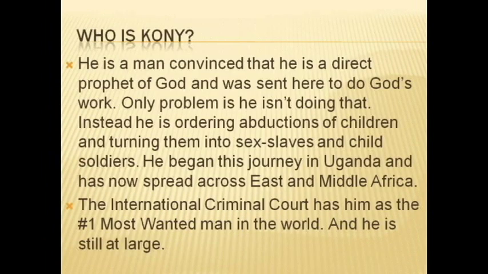Joseph Kony, leader of the LRA cult that began in Uganda. Who is Kony? He is a man convinced that he is a direct prophet of God. He was sent here to do God's work. Only problem is, he isn't doing that. Instead, he is ordering abductions of children and turning them into sex slaves and child soldiers. He began this journey in Uganda and has now spread across East and Middle Africa. The International Criminal Court has him as the number one most wanted man in the world, and he is still at large.